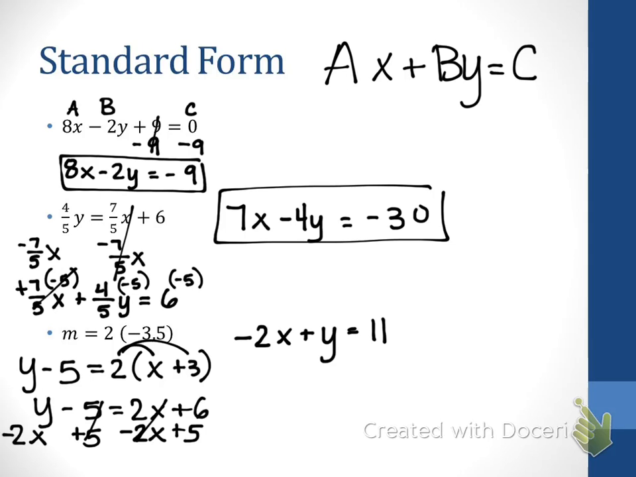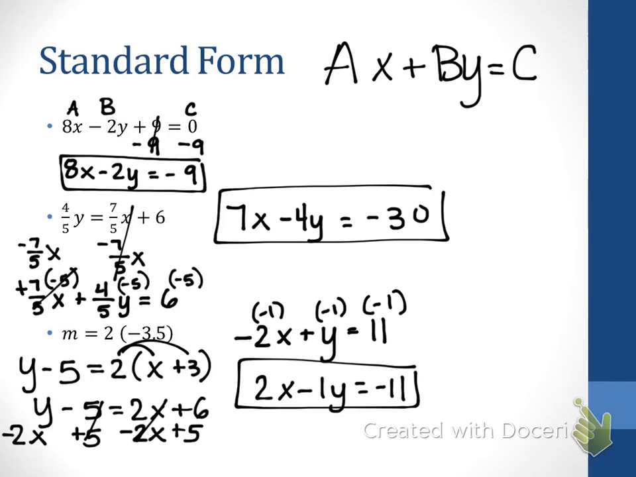You need to multiply everything by negative 1. Very good. Multiply by negative 1. Why wouldn't I multiply by negative 2? Because the negative 1 changes the signs, but negative 2 would change the value. Very good. Negative 1 just changes the sign. If I multiply by negative 2, it would change the entire number to a bigger one, and I don't want to do that. So 2x minus 1y equals negative 11. Standard form.